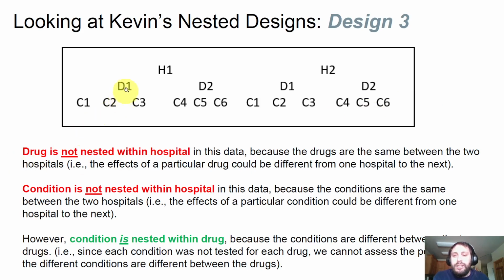So as we can see for drug 1, C1 through 3 is apparent within drug 1, and then C1 through 3 is apparent within drug 2, and within drug 1 again. However, drug 2 only has C4 through 6 and C4 through 6. Therefore, it is nested within drug because our conditions are different between drugs.